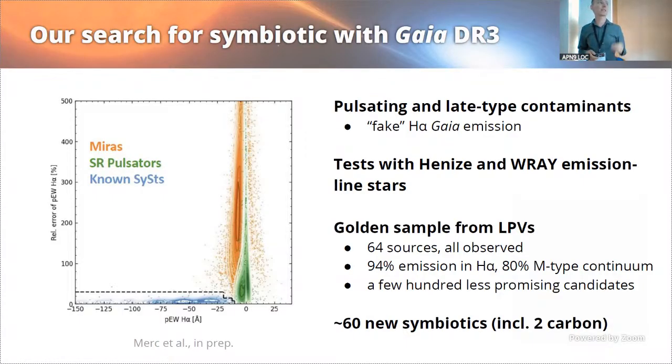Anyway, then we did some tests with the emission line stars list, and we ended up having a sample of stars selected from the LPV catalog with emission. It was the golden sample. We had 3 levels. But the golden sample has 64 sources. We observed all of them with spectroscopy, 94% had H alpha in emission, and 80% showed M-type continuum, which is something we were looking for. On top of that, we had a few hundred less promising candidates. But anyway, with this work, we ended up with 60 new symbiotic stars, including 2 carbon symbiotic stars.